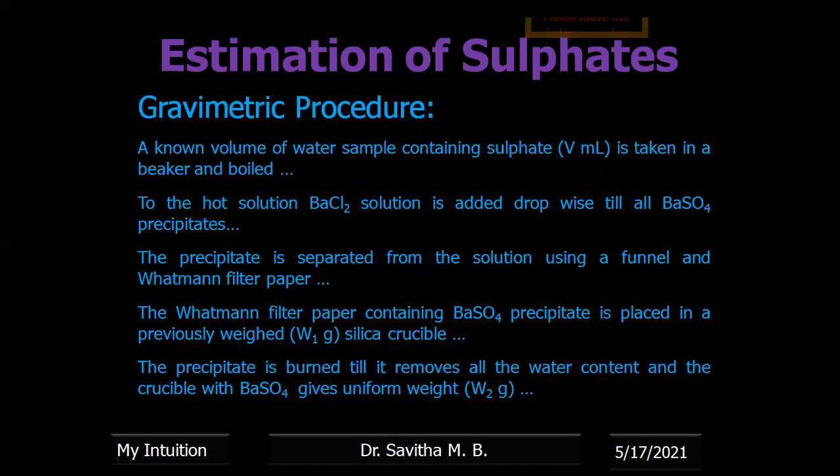That means by filtering through a Whatman filter paper. Then the Whatman filter paper containing the precipitate is placed in a previously weighed silica crucible. Then the crucible is kept on a burner and burned completely until it removes all the water content and the filter paper also burns out, and only the precipitate remaining will be barium sulfate, right? So we keep burning until the crucible gives a uniform weight.